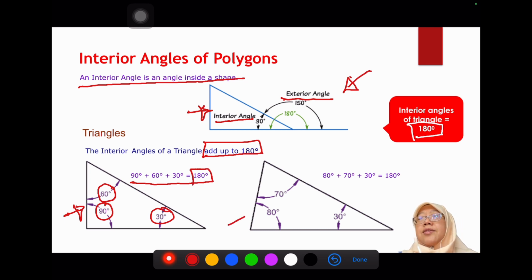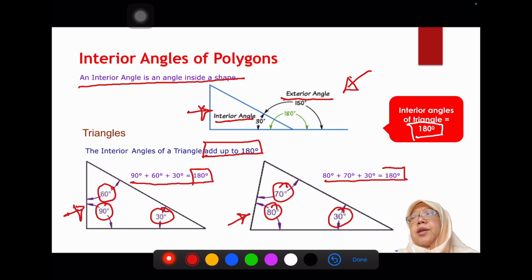Now if you get this kind of triangle, which is not a right angle triangle, it could be a scalene. You look at the angles inside, you add them up, and it is 180 degrees. All right, now when we know the total angles in a triangle is 180 degrees, that means we can find an unknown angle in the interior angles for triangles.